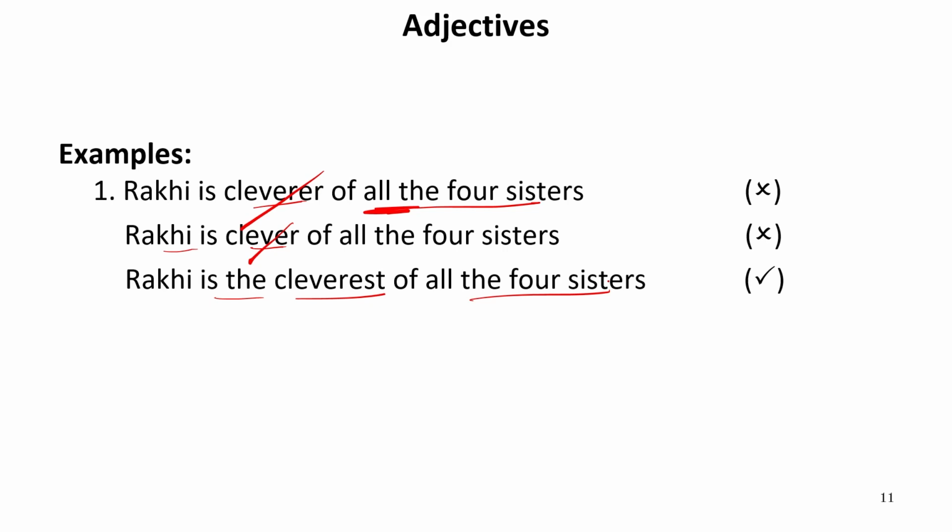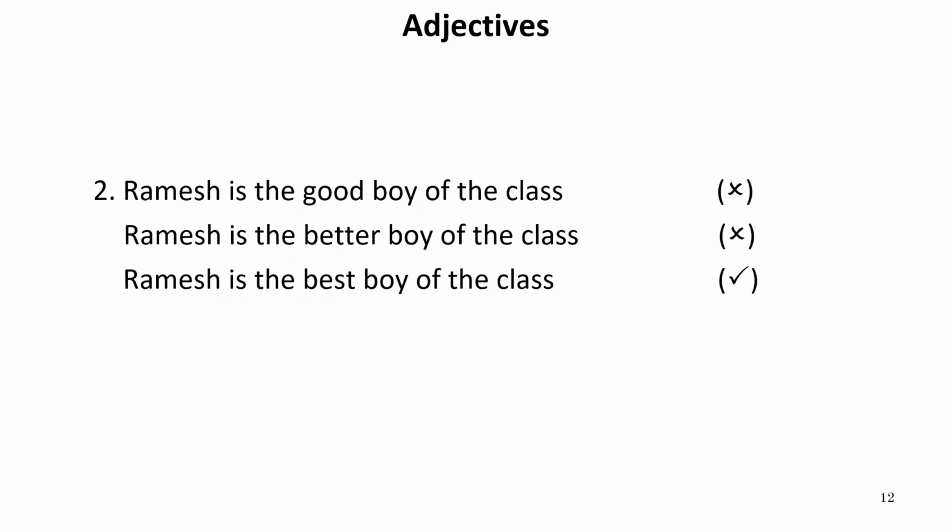There is one thing also that should be kept in mind, that is, before the superlative degree of an adjective, we always use "the." So the correct sentence is, Rakhi is the cleverest of all the four sisters. So this is the correct sentence. Now let us move further.